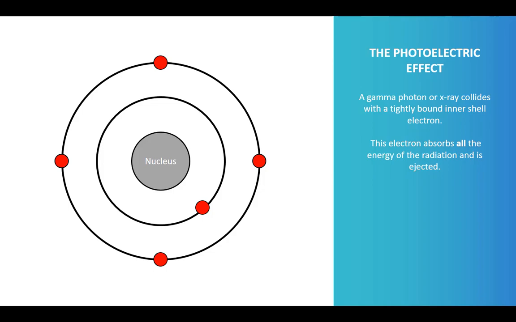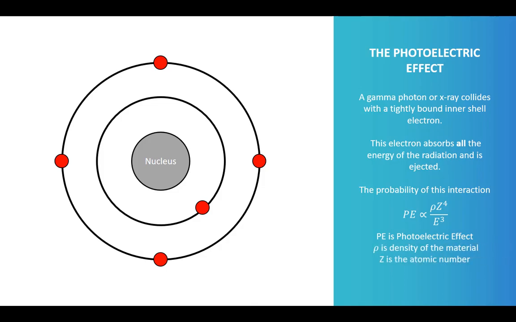The probability of the photoelectric effect can be explained by this formula, where Pe stands for the photoelectric effect, Rho stands for the density of the material, Z is the atomic number of the material, and E is the energy of the incident radiation. Higher Z means a denser material, which together mean that the photoelectric effect is more likely. Hence, higher Z materials make better scintillators.